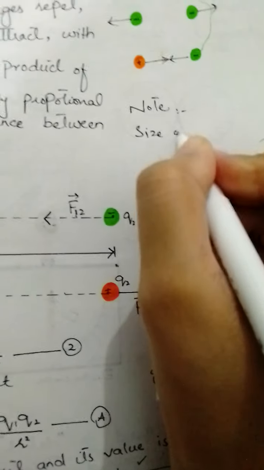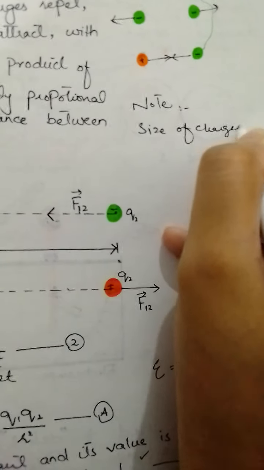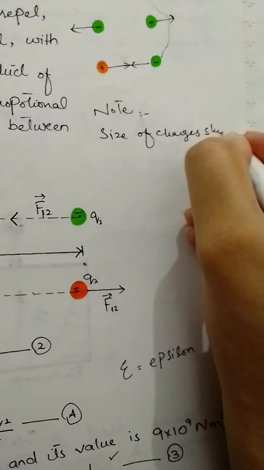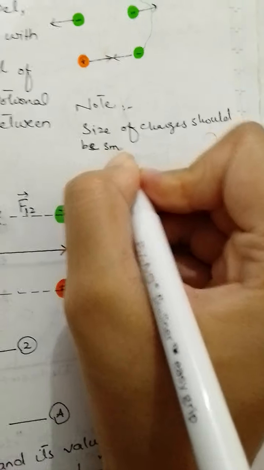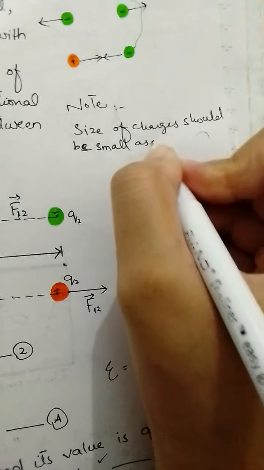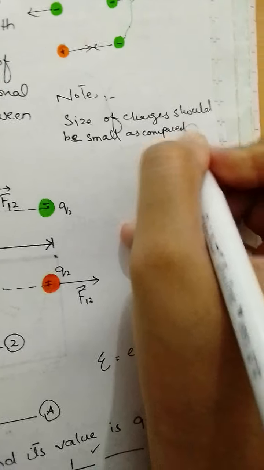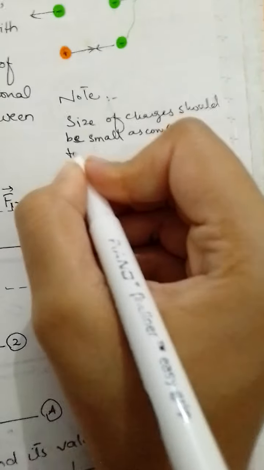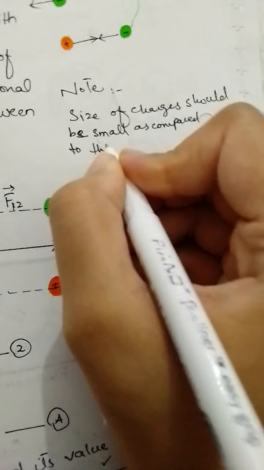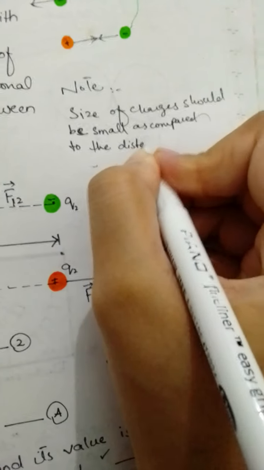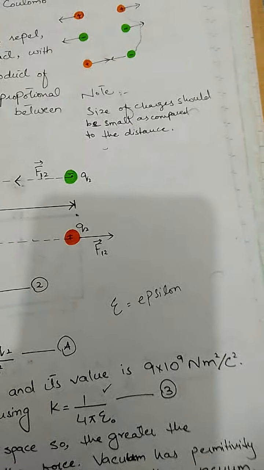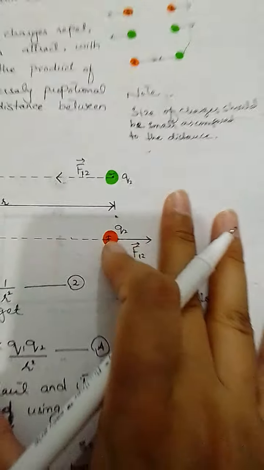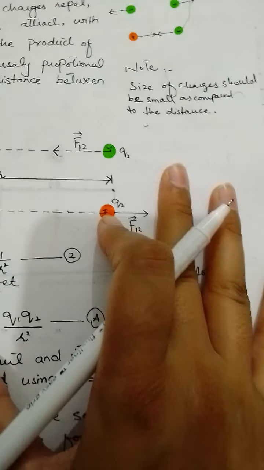Size of charges should be small as compared to the distance. The second point is that this Coulomb's law is applicable to stationary charges.